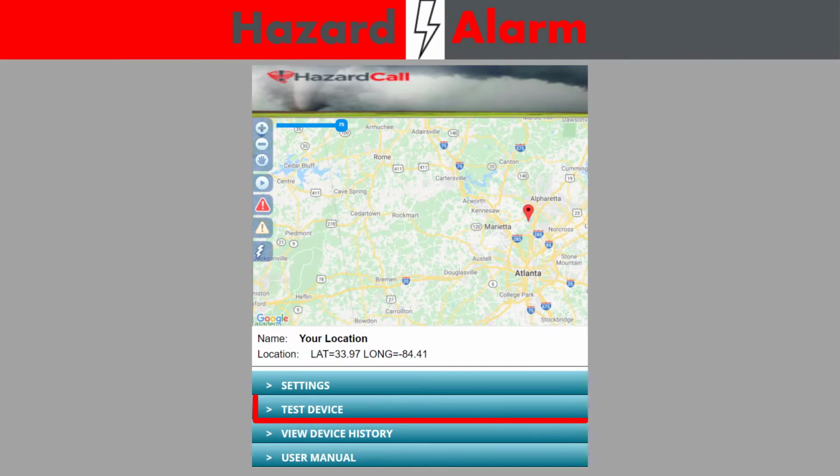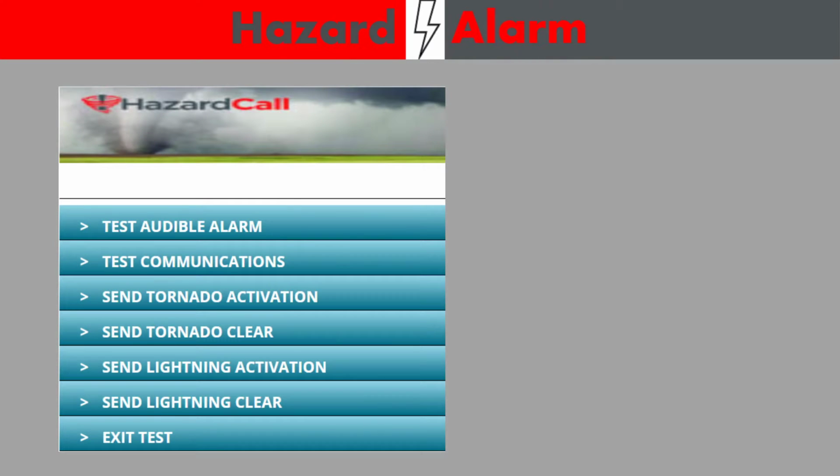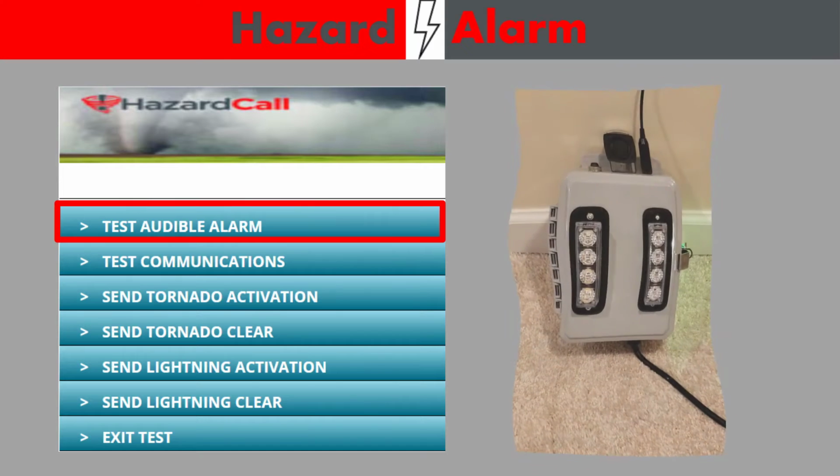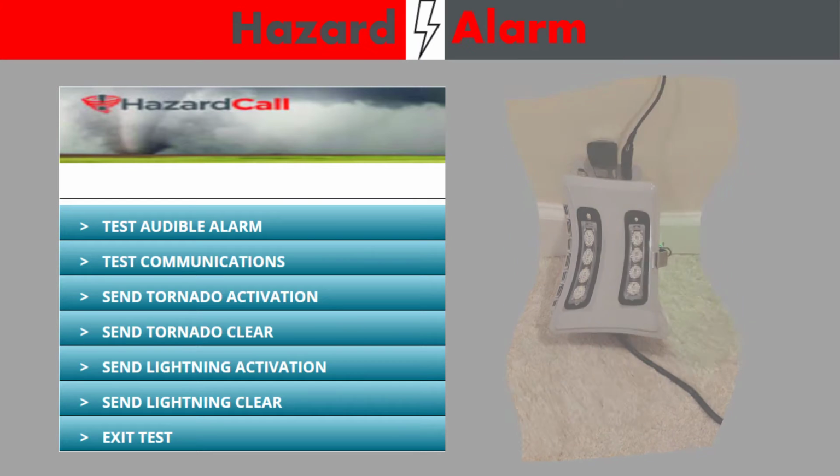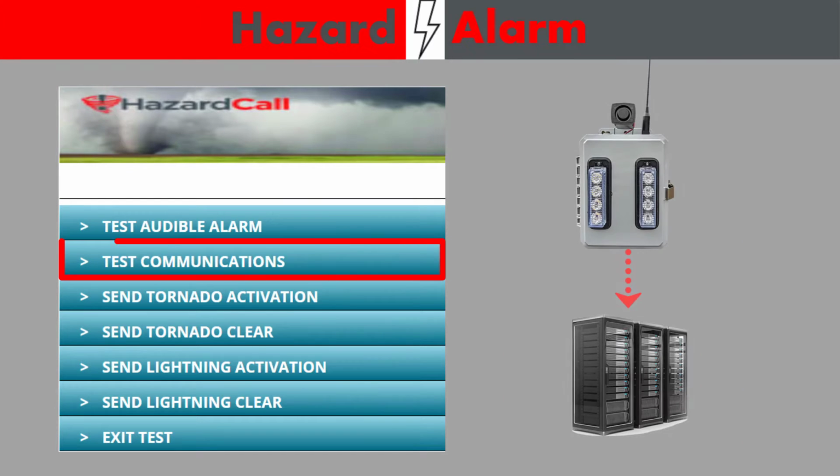First, click on Test Device, and you will see the following menu. By clicking on Test Audible Alarm, the device will make a piercing alarm sound for a few seconds like this. Click on Test Communications. That will send a test message to the hazard call server. Confirmation can be seen in the device history log.